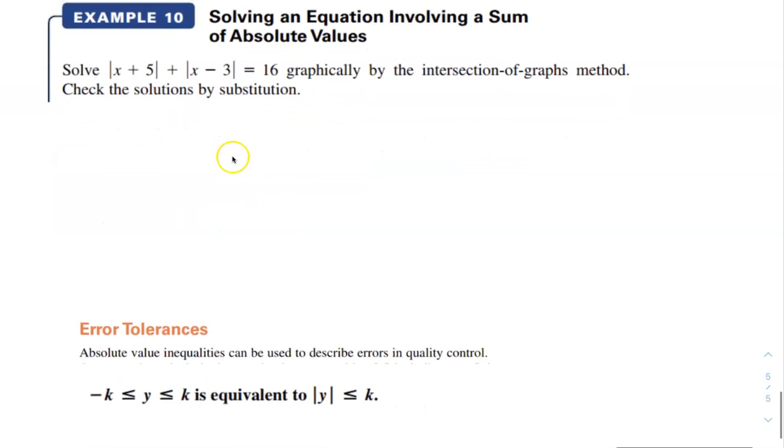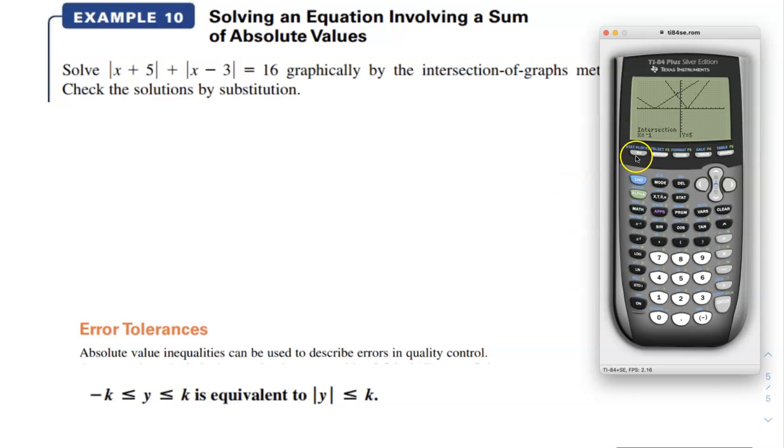Now this one, solve the equation involving a sum of absolute values: the absolute value of x plus 5 plus the absolute value of x minus 3 equals 16. We only do this by graphing. If we ever see a question like this, for now we'll only do it by graphing. When you go to higher math, you can do it by hand, but we're going to do this by graphing.